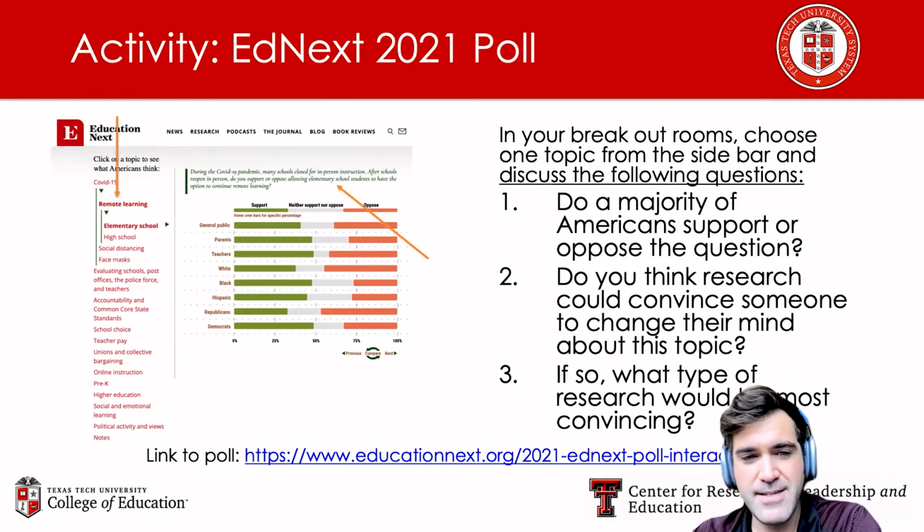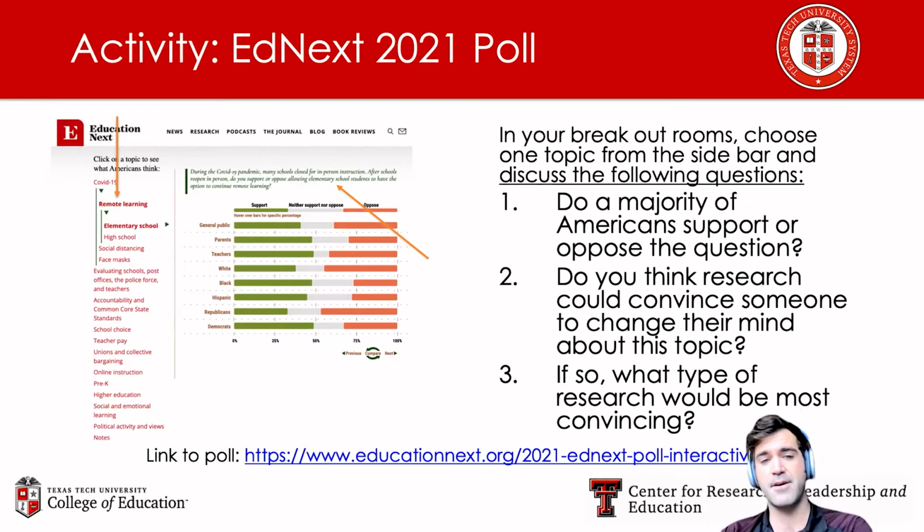Do you think research could convince someone to change their mind about this topic? And if so, what type of research do you think would be most convincing? Think to yourself, if you have a very strong opinion about one of these topics, would research be convincing to you? And if so, what type of evidence or what type of research would you need to change your mind?